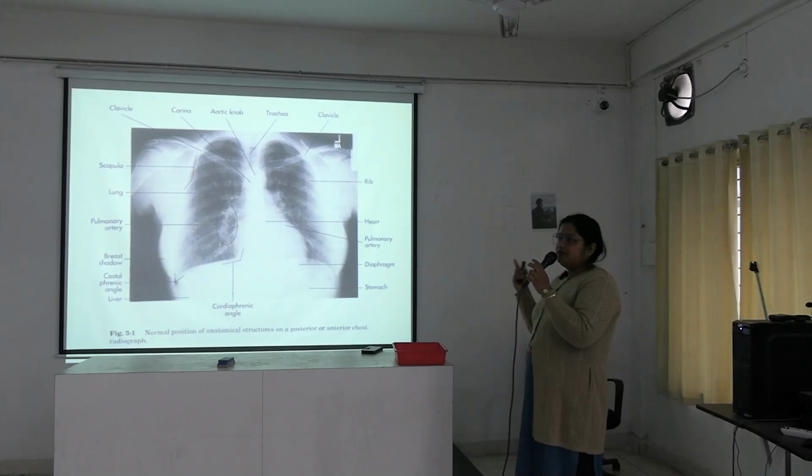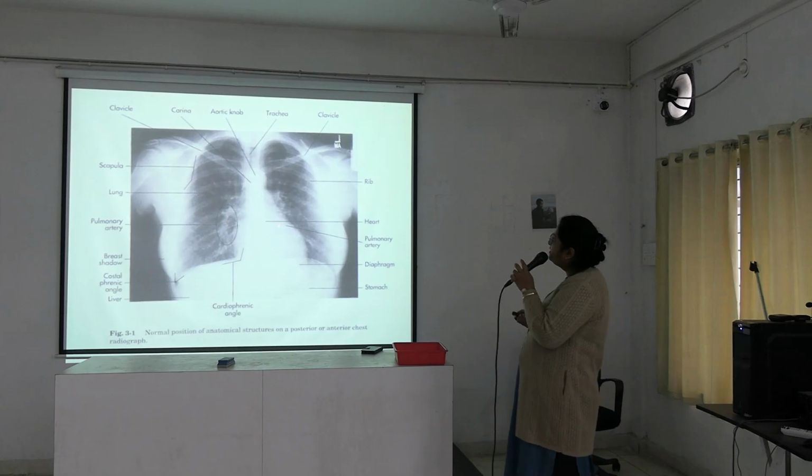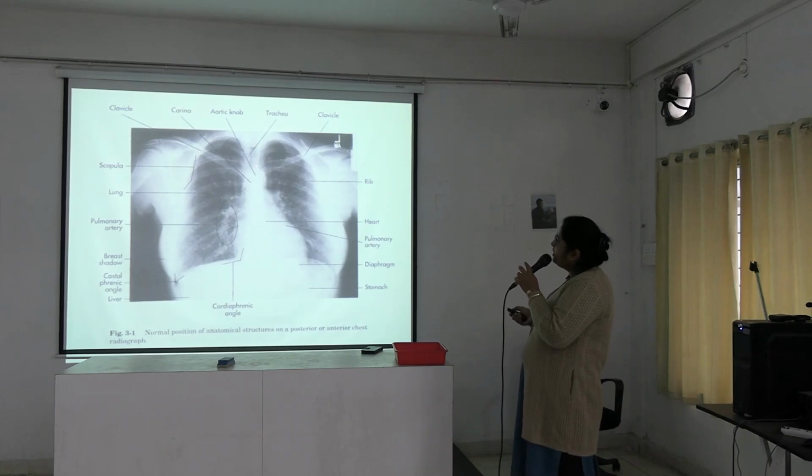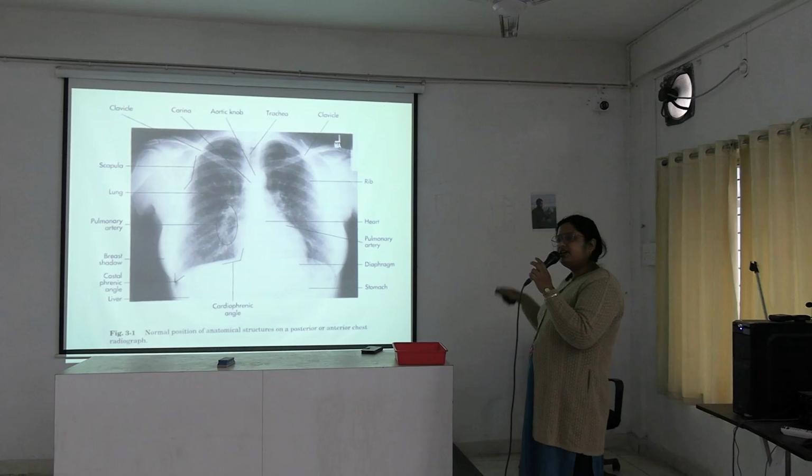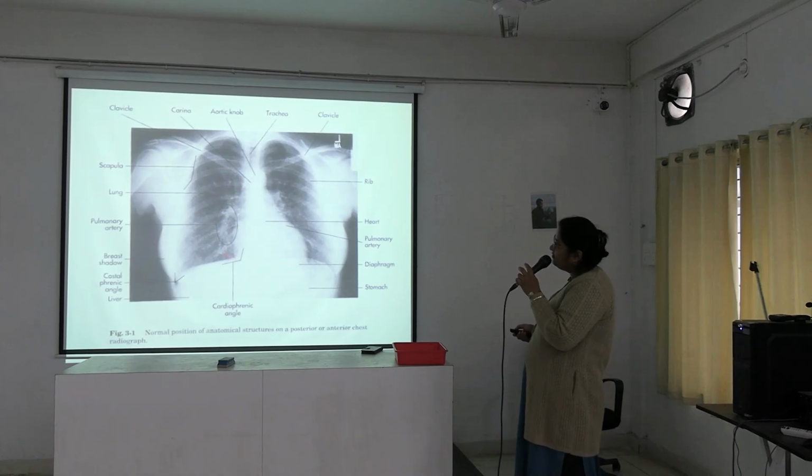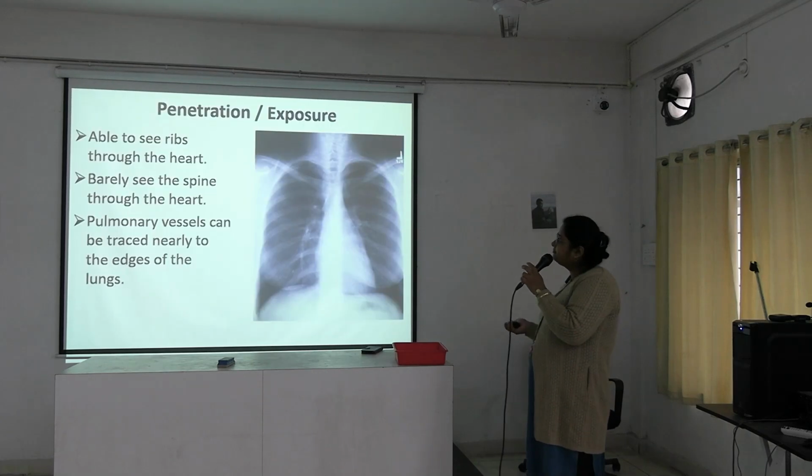Carina, carina means bifurcation, tracheal bifurcation, tracheal shadow, aortic knuckle, clavicle, rib shadows, heart shadow, pulmonary artery, diaphragm, stomach, fundic gas shadow, costophrenic angle, cardiophrenic angle, here below the right dome, liver, shadow of liver. Here near the hilum of the lung, bronchovascular markings formed by pulmonary artery, lung shadow, scapula, all these you have to see. Okay.